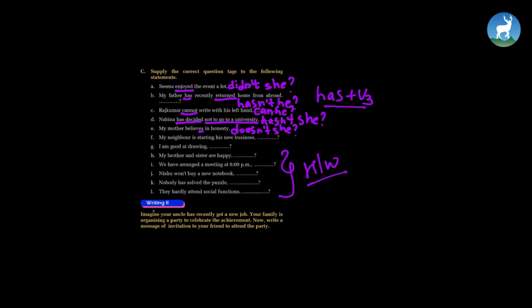Now, writing 2. Imagine your uncle has recently got a new job. Your family is organizing a party to celebrate the achievement. Now, write a message of invitation to your friend to attend the party. Please refer to the reading 2 first portion, the informal invitation email written by Rahim to Pratik, and you will get all the answers over there. You need to know how to write it. It's given over there. You can even find out what things to include, where to include, and how to conclude the email as well.